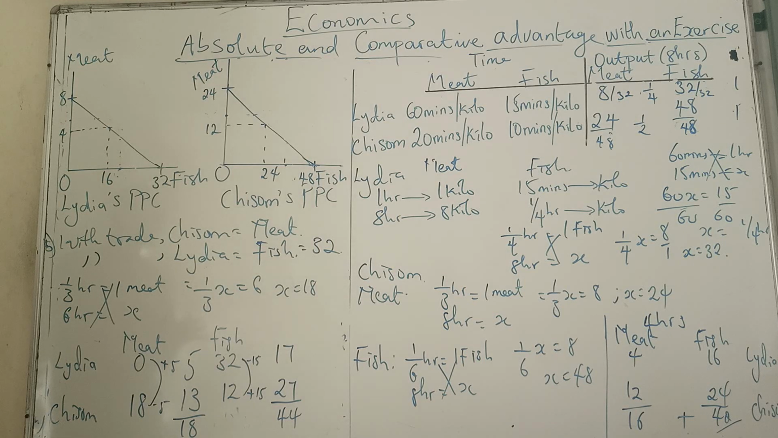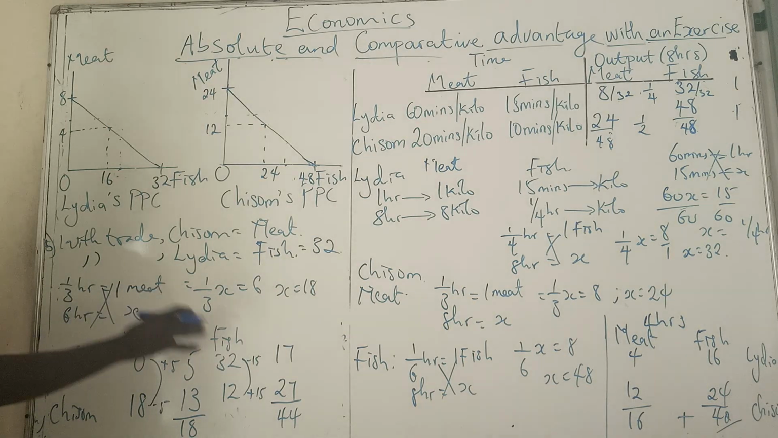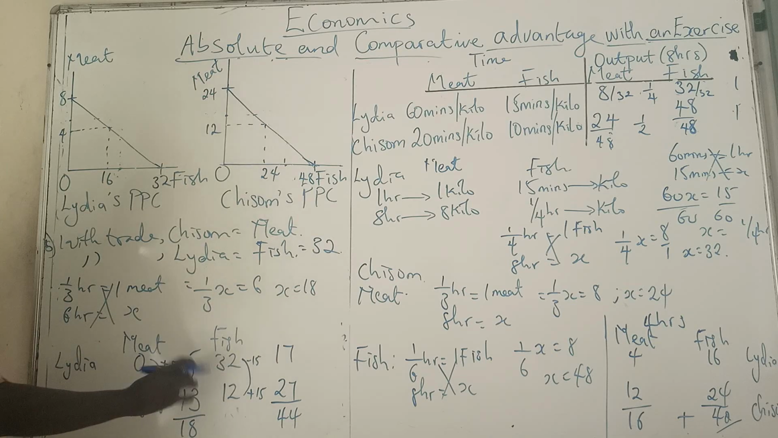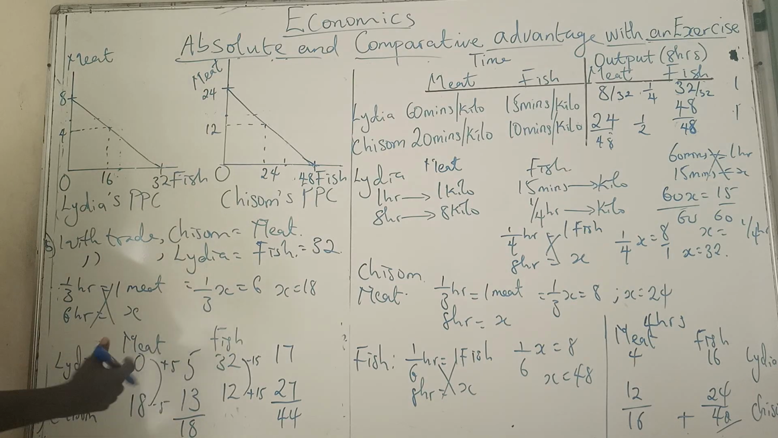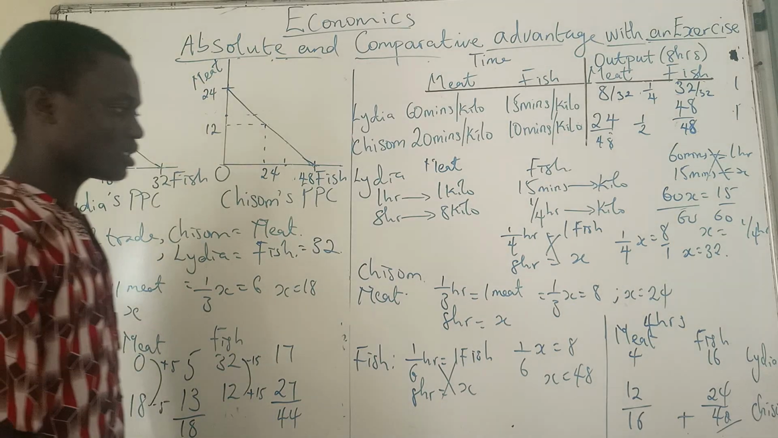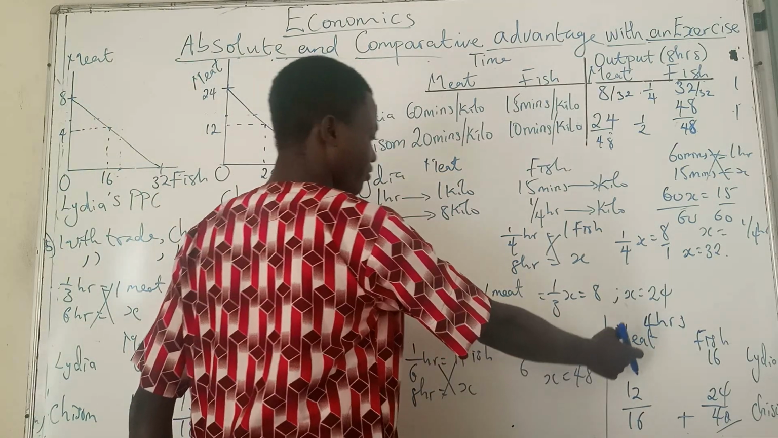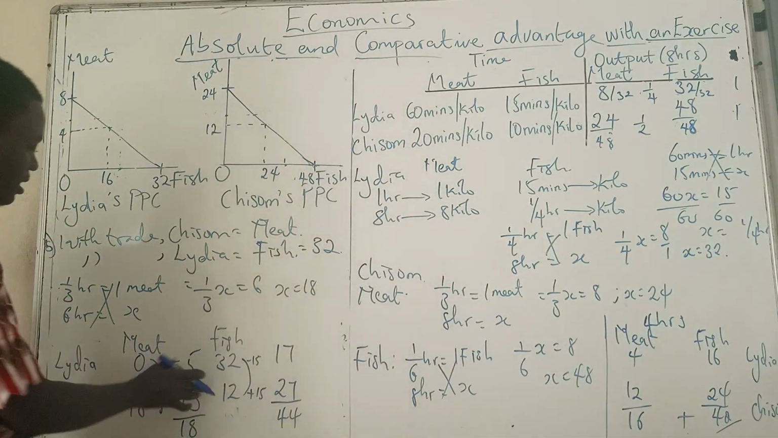Now let us check individually. Are these new combinations better than when they weren't trading? So here, Lydia wasn't producing any meat at all because she spent all of her hours producing fish. But now she's able to consume 5 kilo of meat because she was able to do some exchange. And previously, she was only able to consume 4 kilo of meat. So which means trade is better here.